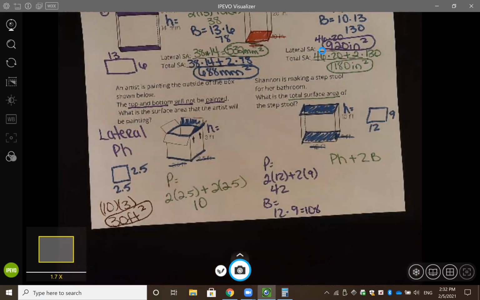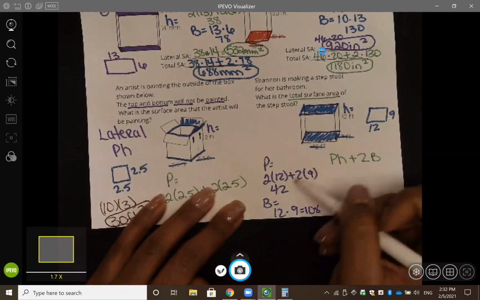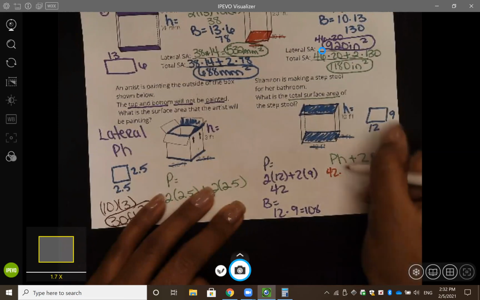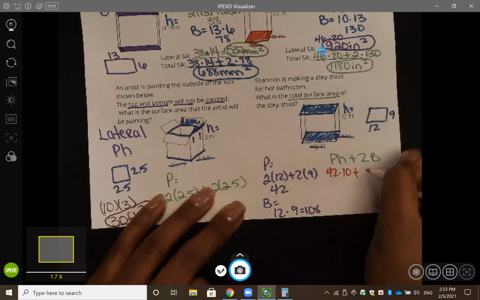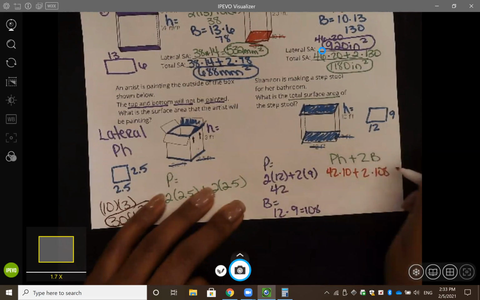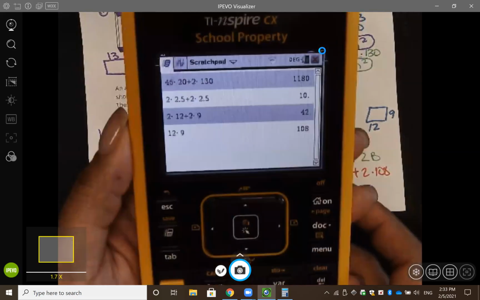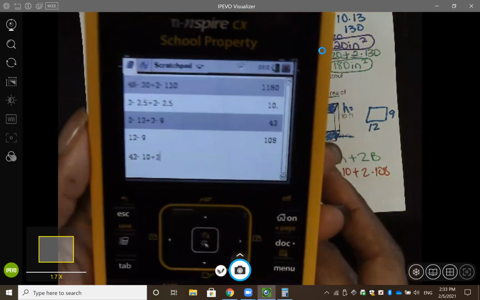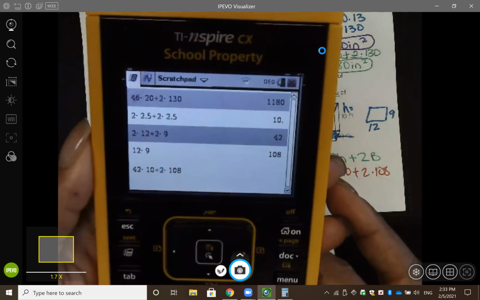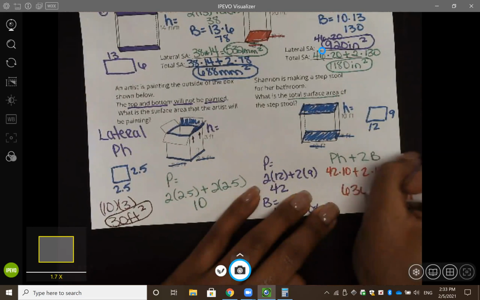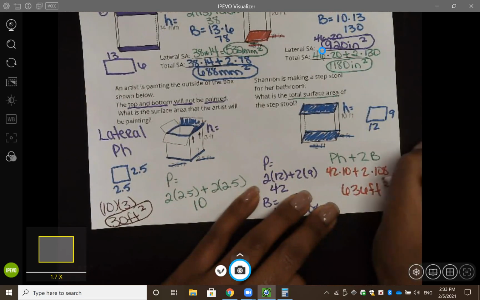So now I'm going to plug everything in over here. My perimeter is 42 times my height, which is 10, plus 2 times my big B, which is 108. I'm going to put that in my calculator. 42 times 10 plus 2 times 108. And I got 636. So 636 feet squared.